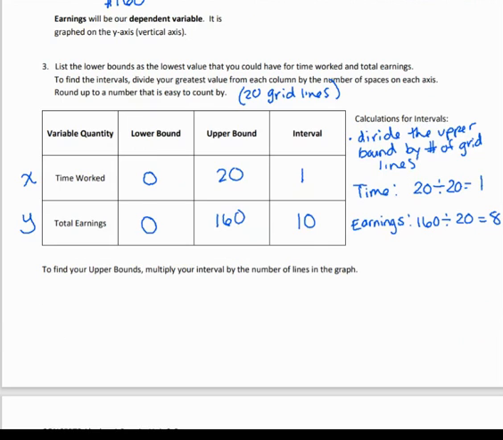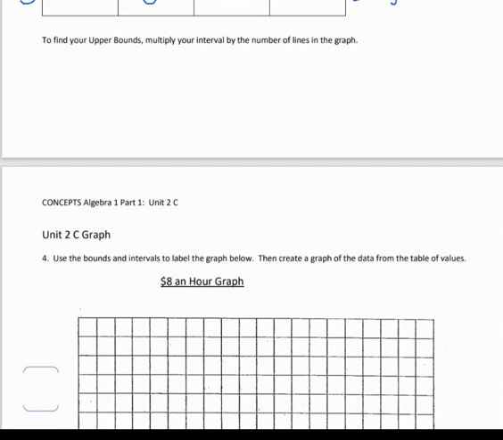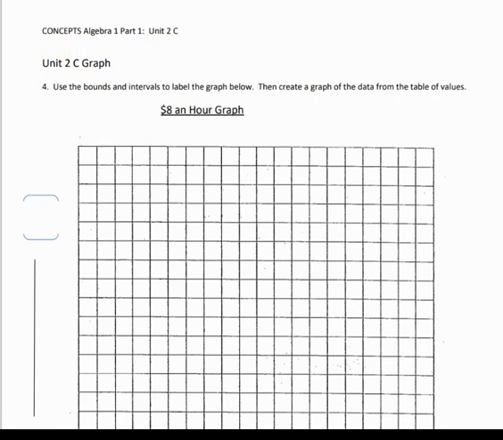Okay, so now we're going to use these intervals to help us graph. So let's go down to the graph. And we're going to start to label everything. Please make sure you are copying exactly as I am. Okay?